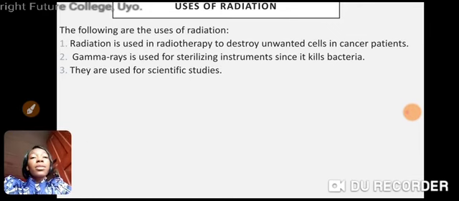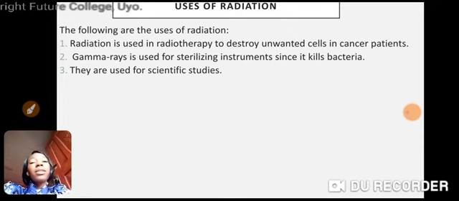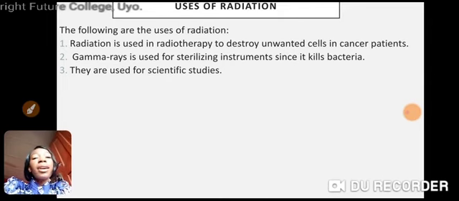They are used for scientific studies. They can be used to find out new things, new ideas about sciences. For example, radioisotopes can be injected into the blood to find out if there is any disease in the blood, such as what? Blockage of blood vessels. Okay, they can be used to find out so many things scientifically.